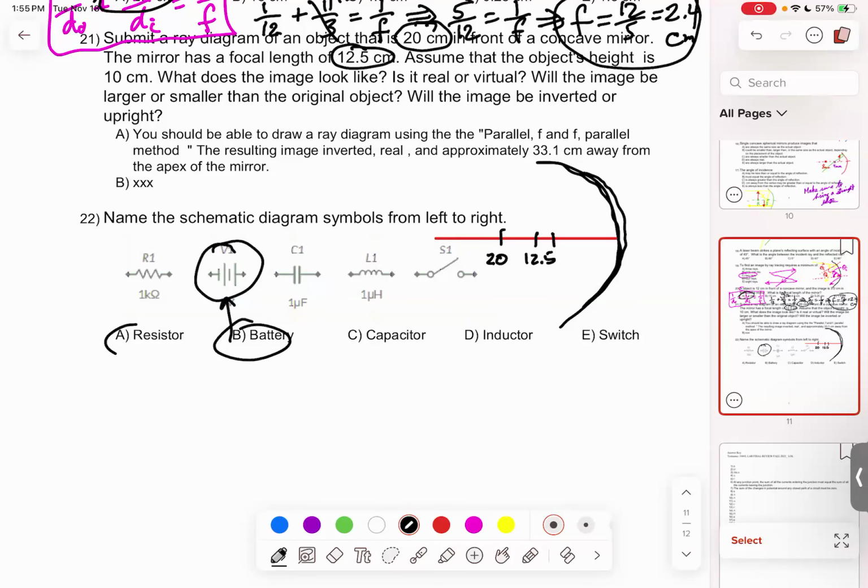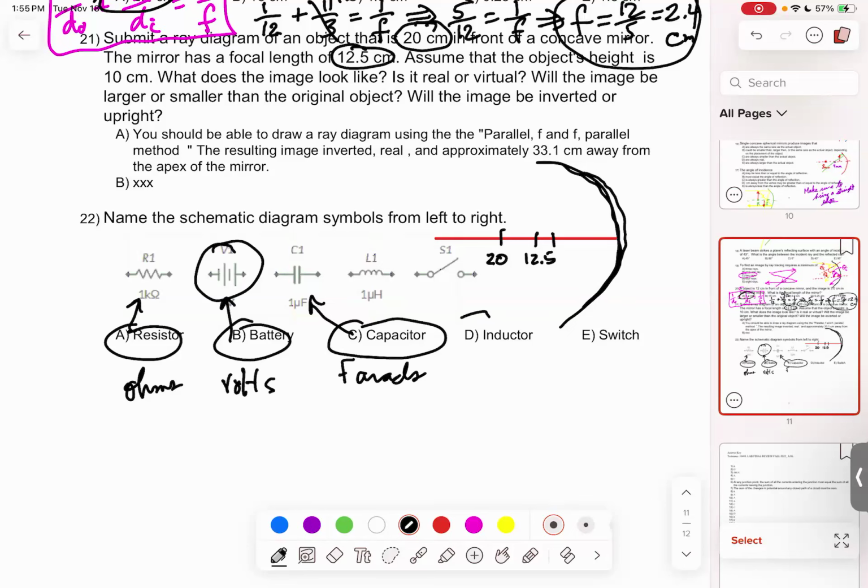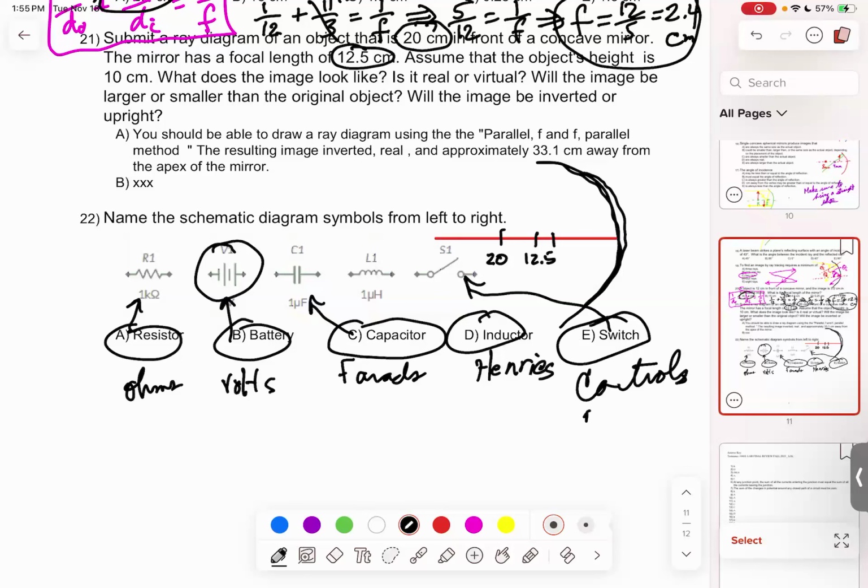So you have a battery, a resistor. They're all set up in that same order. You have a capacitor. And you should know what they are also by just the units associated with them. So we have ohms here. You have, sorry, I covered that up, but that's in volts. Capacitors are in farads. Inductors are in henries. And a switch doesn't have any units, but it controls current flow.